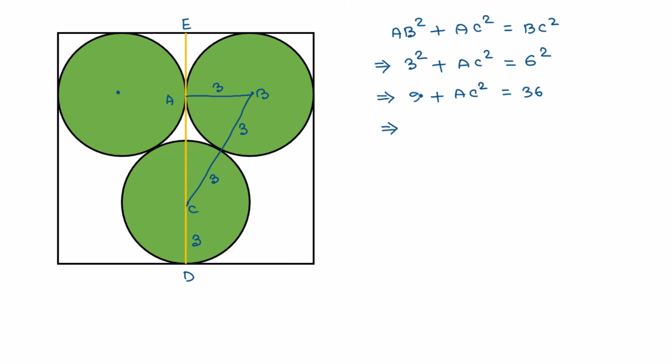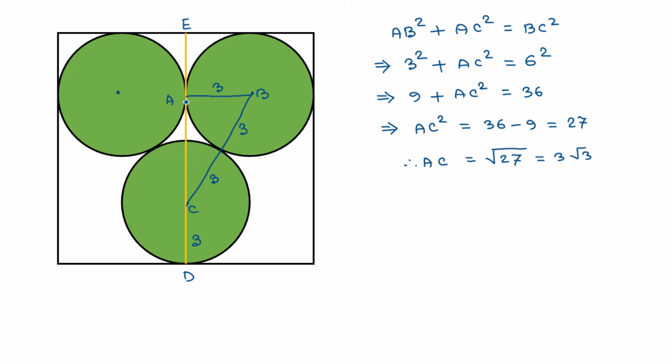Or taking this 9 to the right side, we get AC square is equal to 36 minus 9, which is 27. Now taking a square root on both sides, we get AC is equal to the square root of 27, which we can write as 3 times square root of 3.